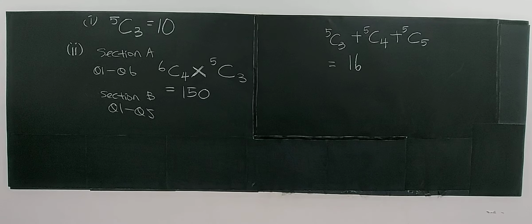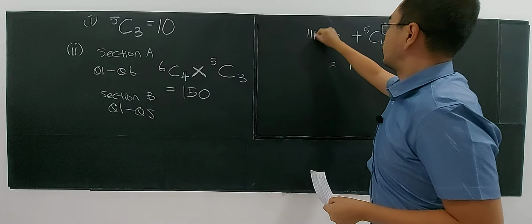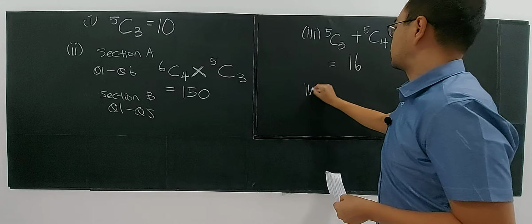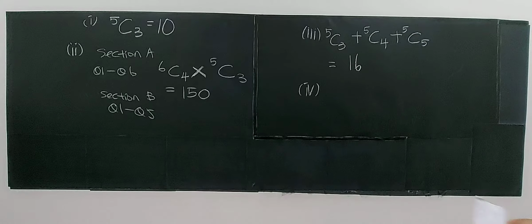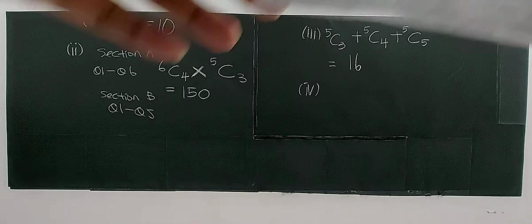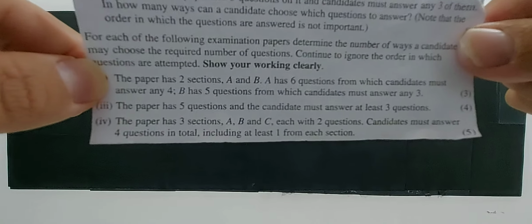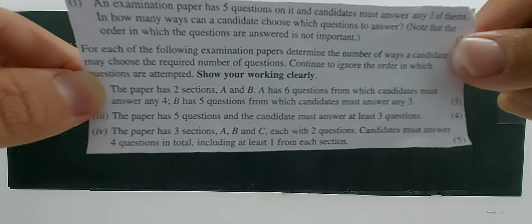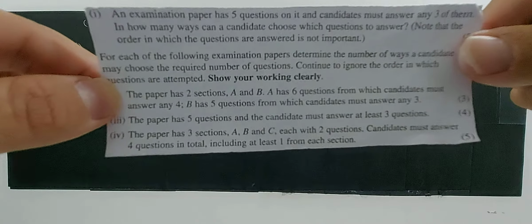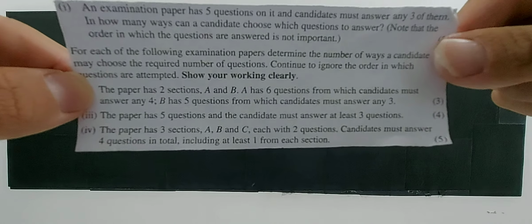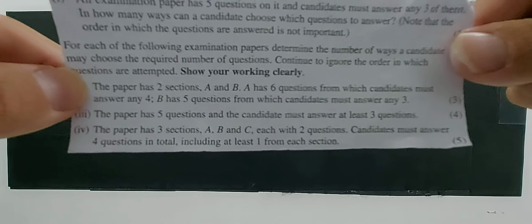This is for part 3. Okay, look at this part here. So let's see how I'm going to explain this. The paper has 3 sections: Section A, B, and C. Each section has only 2 questions. A candidate must answer 4 questions in total, including at least 1 from each section.